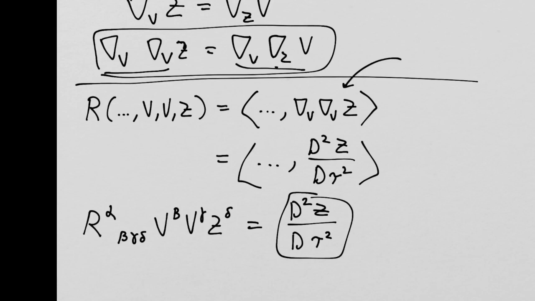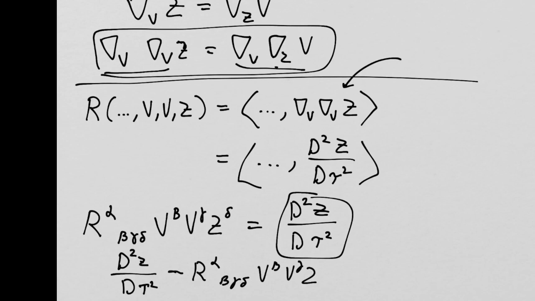So now I know that, and the way we ultimately write this is d squared of the connecting vector z over d tau squared equals minus R alpha beta gamma delta v beta v gamma z delta equals 0.